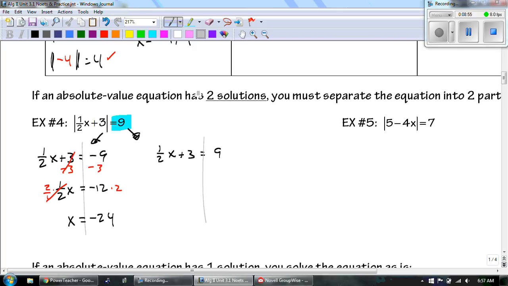And now the nice thing about this is when I solve my second equation over here, it's the same equation except it equals another number. So I am doing the exact same steps as I just did on the left. Subtract by 3, multiply by the reciprocal, and then I get x equals 12. So what I'm going to do at the very end, I'm going to put them together. That x could equal negative 24 or x could equal 12.